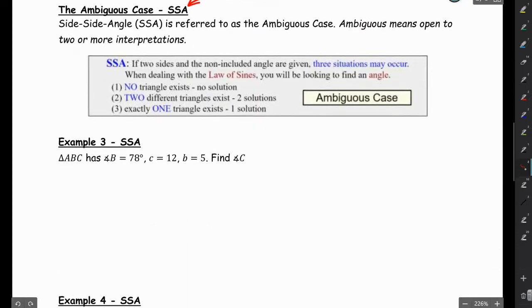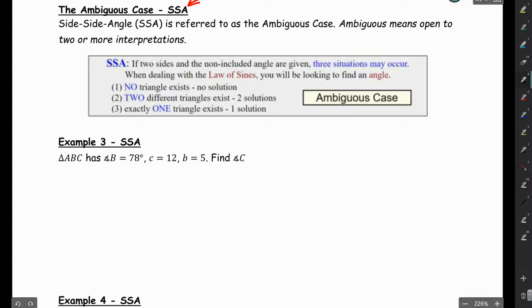Now, how do we know? By looking at it. First of all, you would have an angle and the side opposite that angle. So in this case, we've got angle B and we have side B. If we have that and one other side, we know we have donkey. So we know there's a possibility that it could be no solution, two solutions, or one solution.